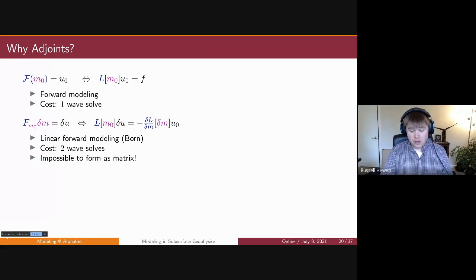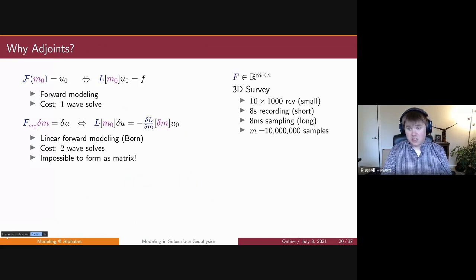For just a really quick illustration, it's just some matrix, which we could induce by hitting that matrix, via these wave equations, against the standard basis. If I have a 3D survey, the M, the number of rows in my matrix, is driven by the number of samples. So a very small survey: 10 lines, 1,000 receivers per line, with a short recording, 8 seconds per recording and 8 millisecond sampling, which is quite long. Normally recordings would be about twice that and the sampling would be down to 2 milliseconds, but this is 10 million samples.